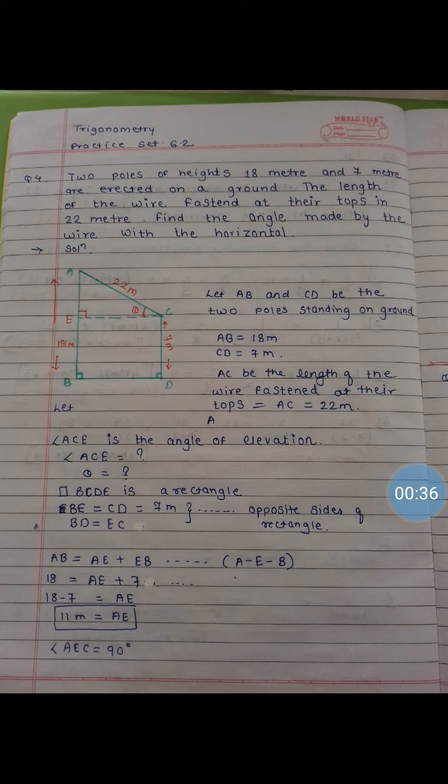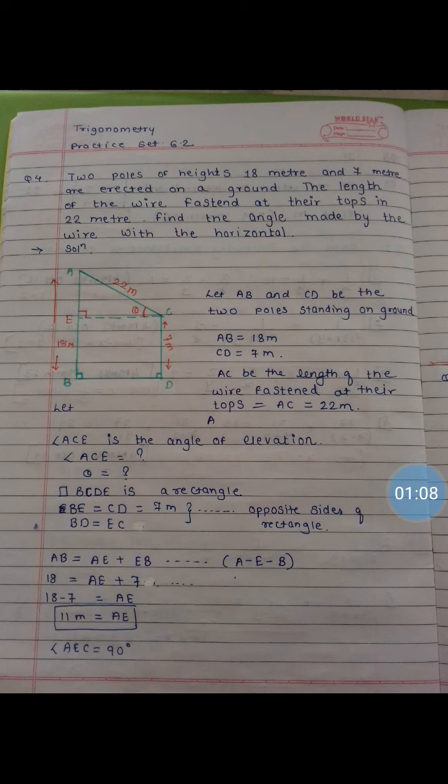So now the two poles, just like in the previous sums, all of you saw the two buildings standing facing each other. It means what? The two buildings are standing on the ground. The same way, there are two poles. The height of one pole is 18 meters and the height of the other pole is 7 meters, and they are erected on the ground. Erect is nothing but they are perpendicular to the ground. It means they are standing straight on the ground.